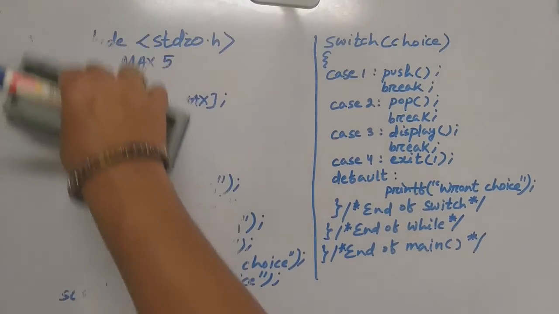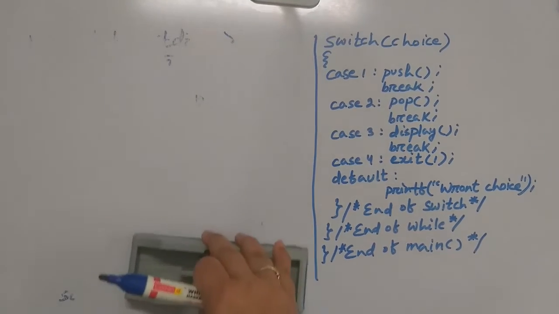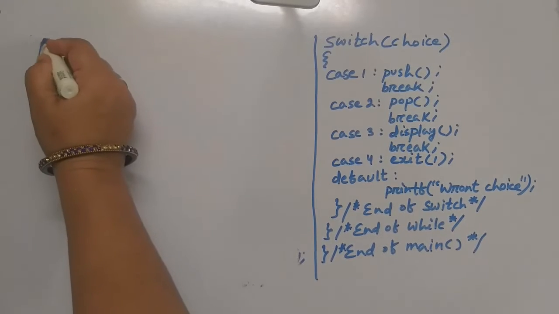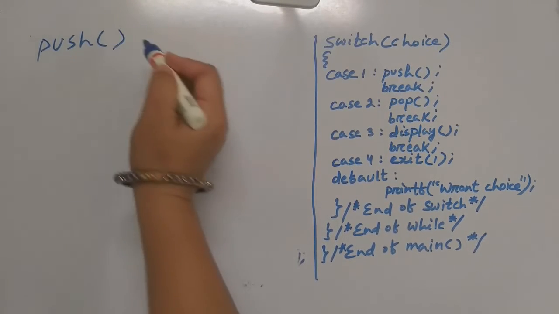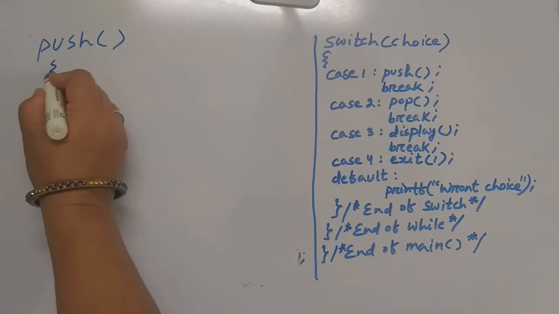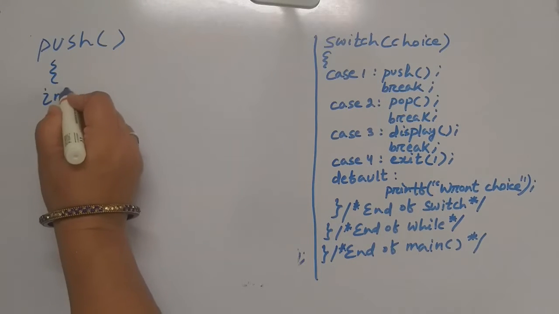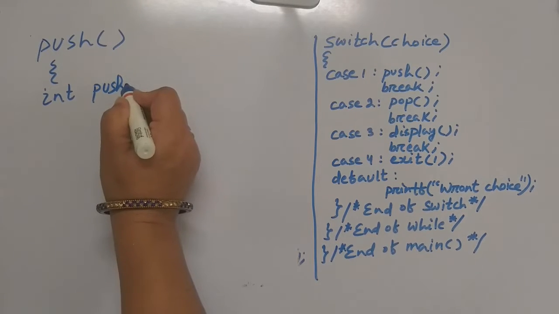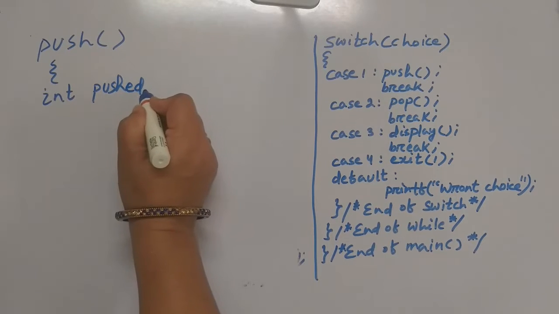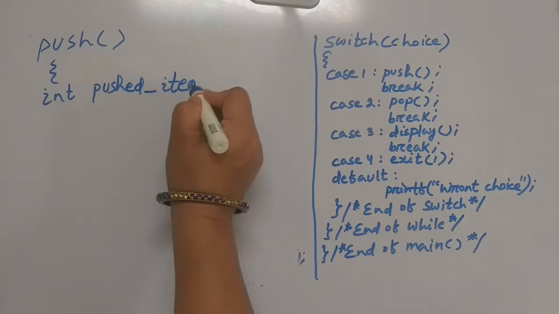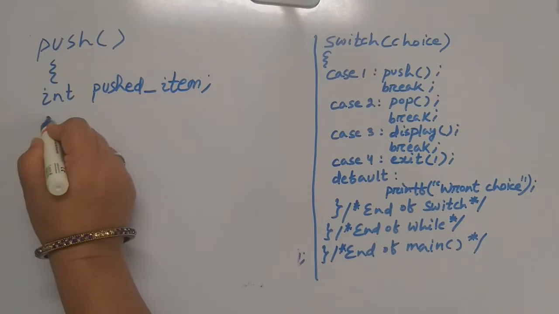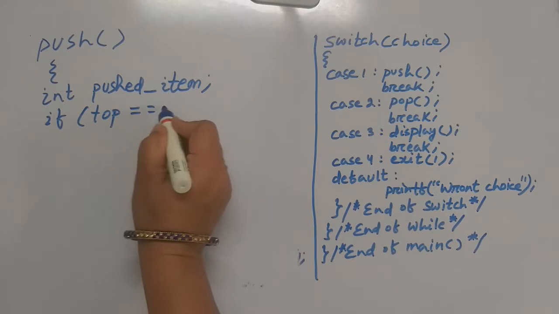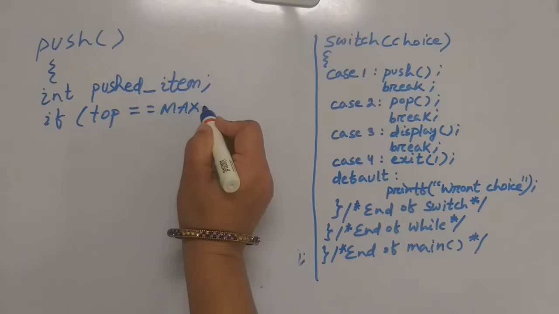So what is the push operation? Here we first write the function, so the name of the function is push. We write one curly bracket, and here we write integer post item. Or you can write item, that is also correct. Here I am writing post item, then if top is equal to max -1.